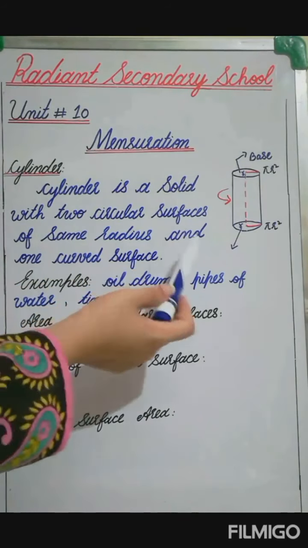Students, there are many examples of cylinder in the world around us and we use them. Here are some examples of cylinder: oil drums, pipes of water, tin of oil. Now you can see cylinder has three surfaces in which two are circular and one is curved surface.